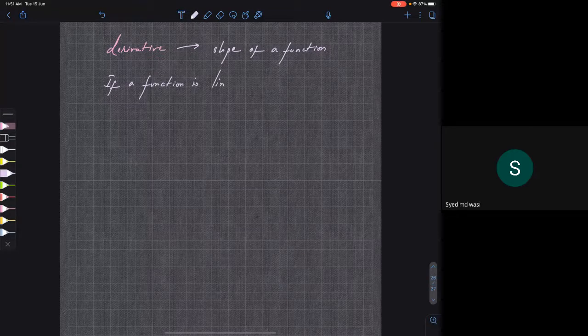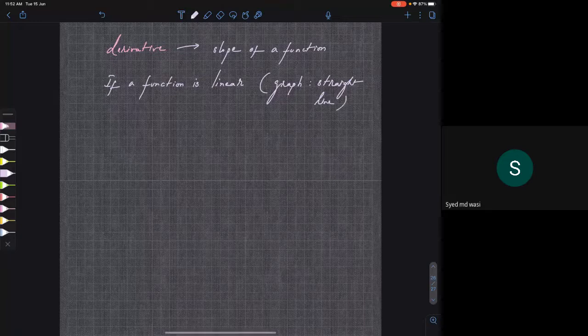Now suppose a function is linear. What do you mean by a linear function or linear equation? The power is 1, the degree is 1. When you plot it, the graph will be a straight line. So that is what a linear function is.